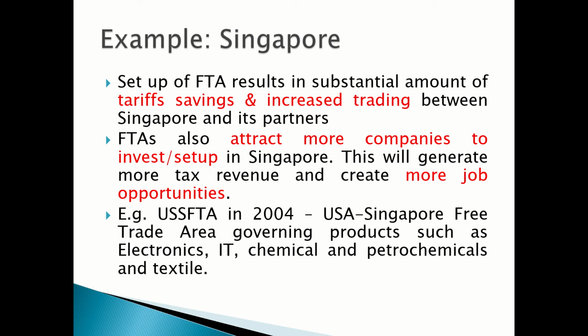The other FTA that we look at is the USSFTA, the USA-Singapore Free Trade Agreement. When countries negotiate FTAs, generally they want to do it on a win-win basis. That means not everything is supposed to go into the FTA. If something is good for you and good for me, it will go into the FTA, but not every single thing. For example, electronics, IT, chemicals and petrochemicals are a win-win for both countries. Therefore, they are included in this basket of goods and services that doesn't have to be taxed.